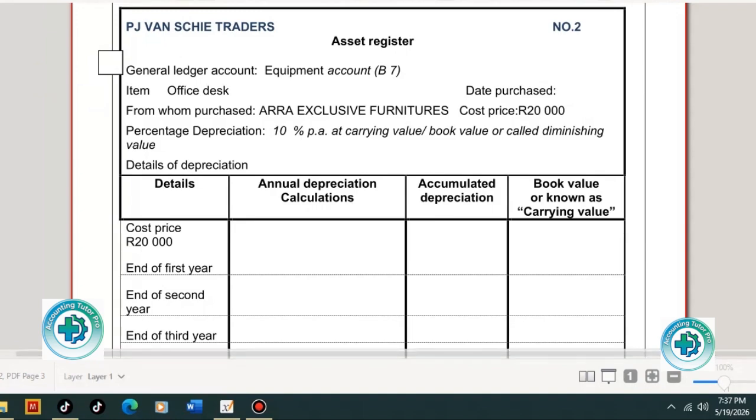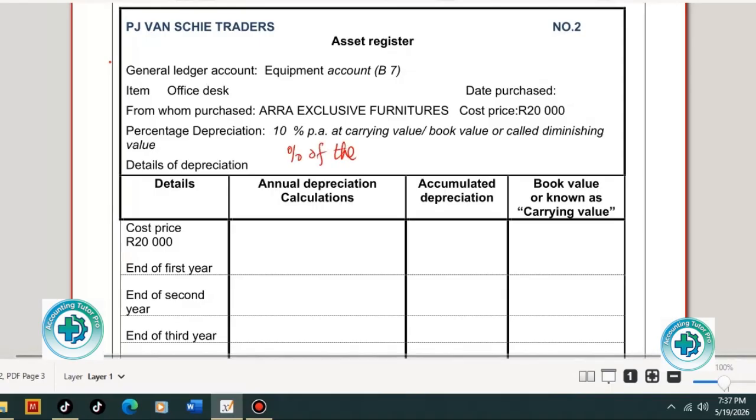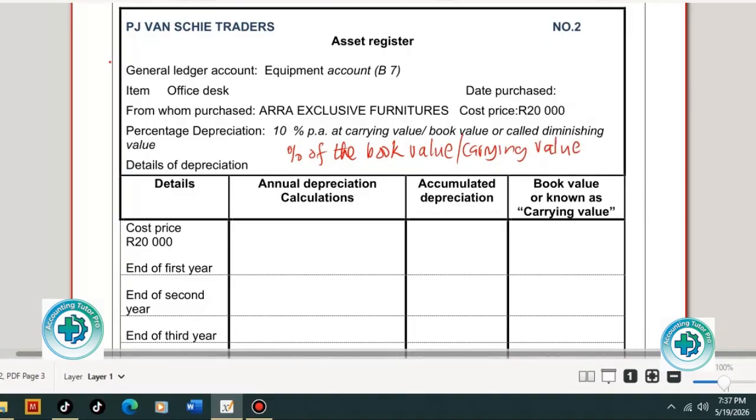The book value method is also known as the diminishing balance method. When you're calculating the depreciation using the diminishing balance method, you're going to calculate a percentage of the book value, which we also call the carrying value. Every time you depreciate an asset, it loses value. So the value that is still left is called the carrying value or the book value.